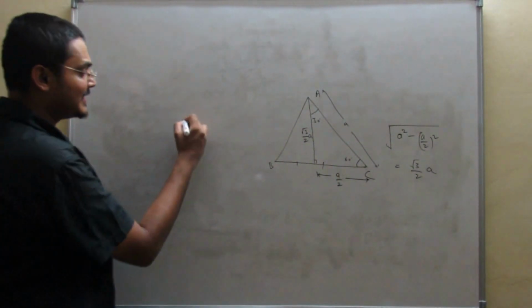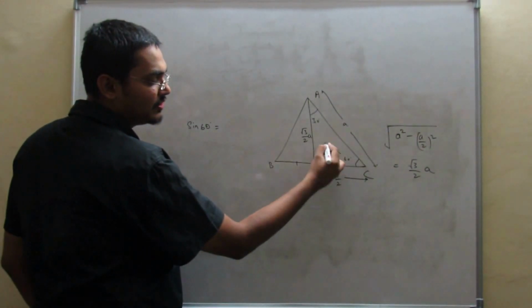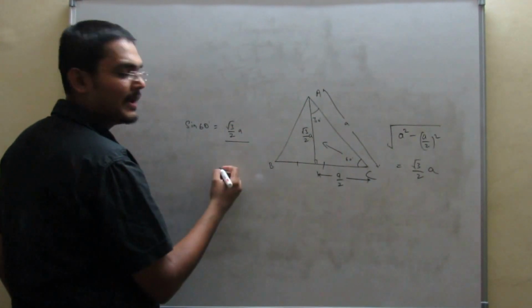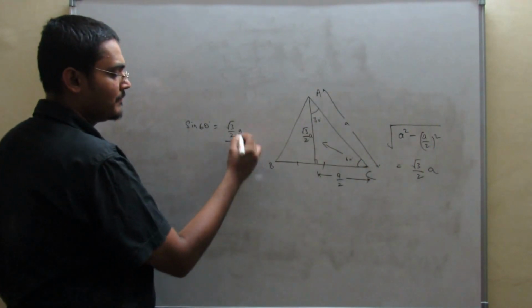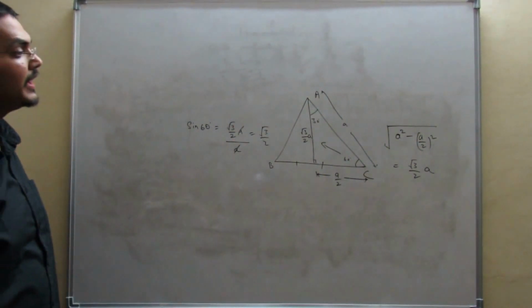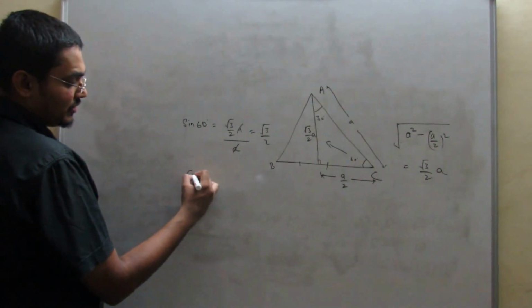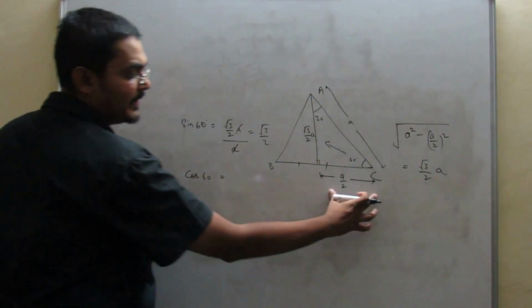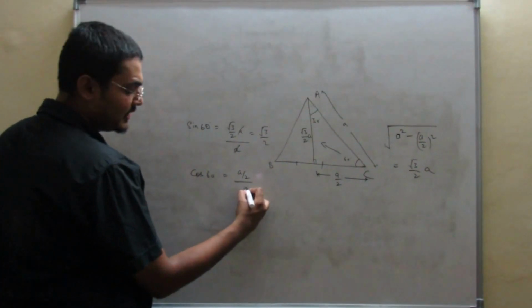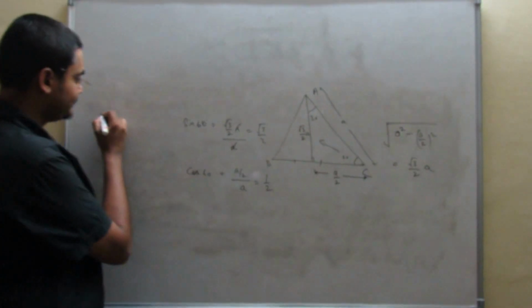So now what would be sin 60? Sin 60 would mean 60 degrees, so this would be the perpendicular. Root 3 by 2a whole upon hypotenuse. What is the hypotenuse? A. This a gets cancelled out, we get root 3 by 2. If we check in our table, we had root 3 by 2. See this here. Now, cos 60. That would be base upon hypotenuse. What is your base? A by 2. What is the hypotenuse? A. So you get half.